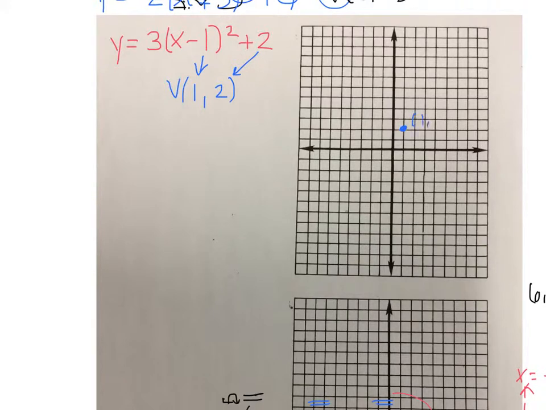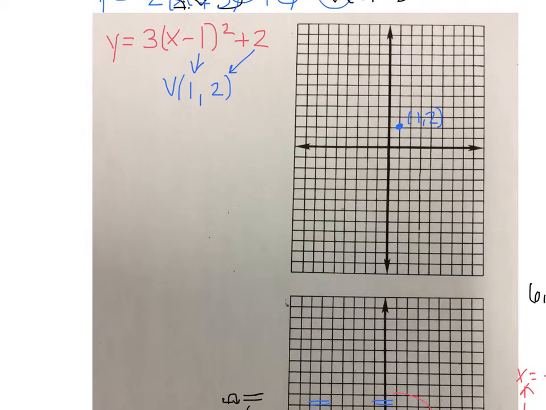Once I plot the vertex, I'm able to also draw my axis of symmetry. So it goes right through the vertex. It's a vertical line, and its equation is x equals whatever the x-coordinate of my vertex is. So in this case, x equals 1 is the axis of symmetry. And it's this one right there.